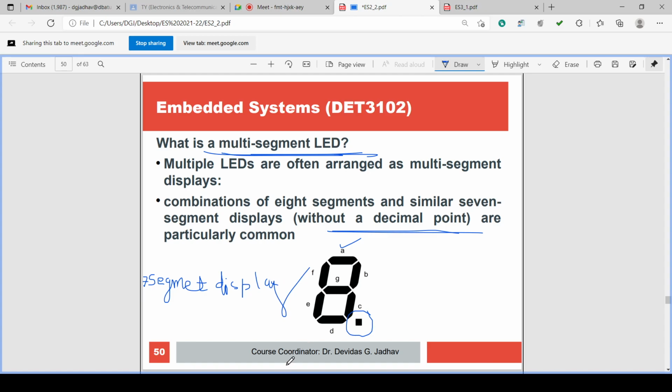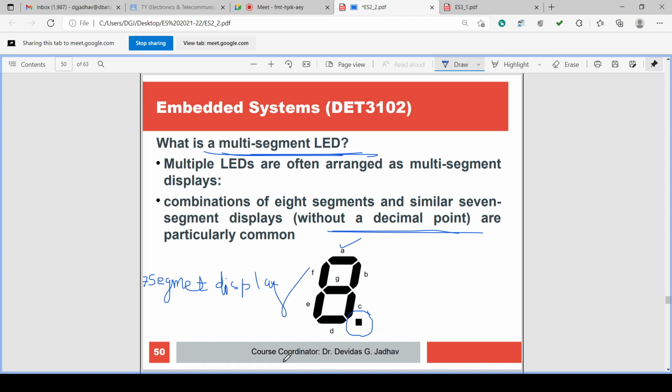Okay, so this is a 7 segment display. 7 segments are there: A, B, C, D, E, F, G. What do you mean by 7 segment? There are 7 different LEDs connected in this fashion, making an 8-like structure. That is called a 7 segment LED.